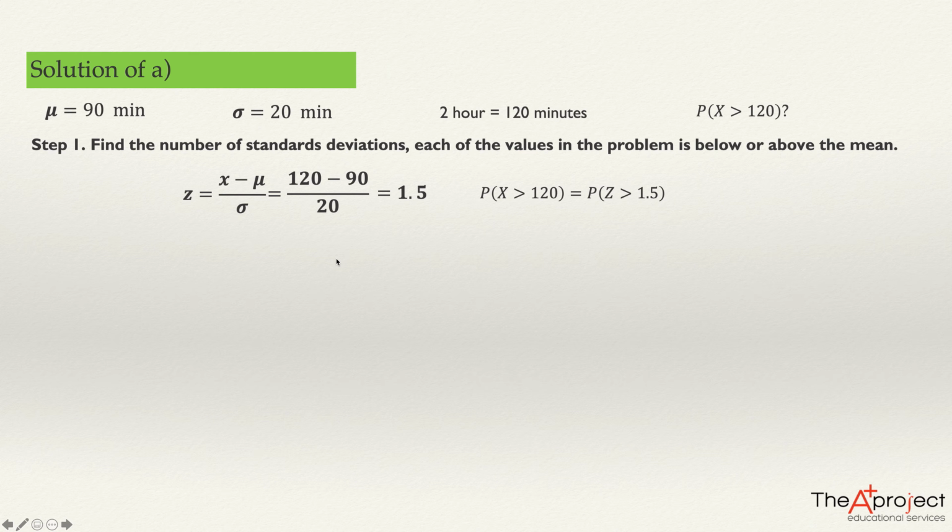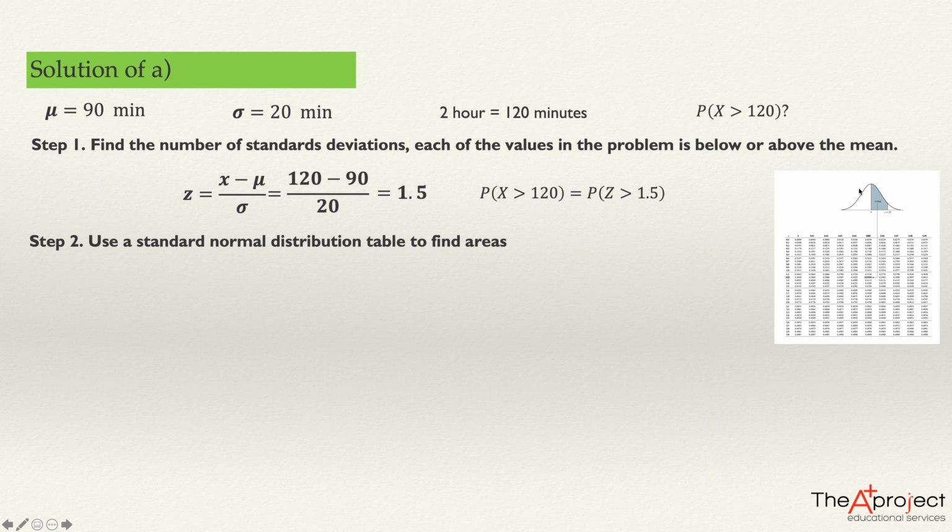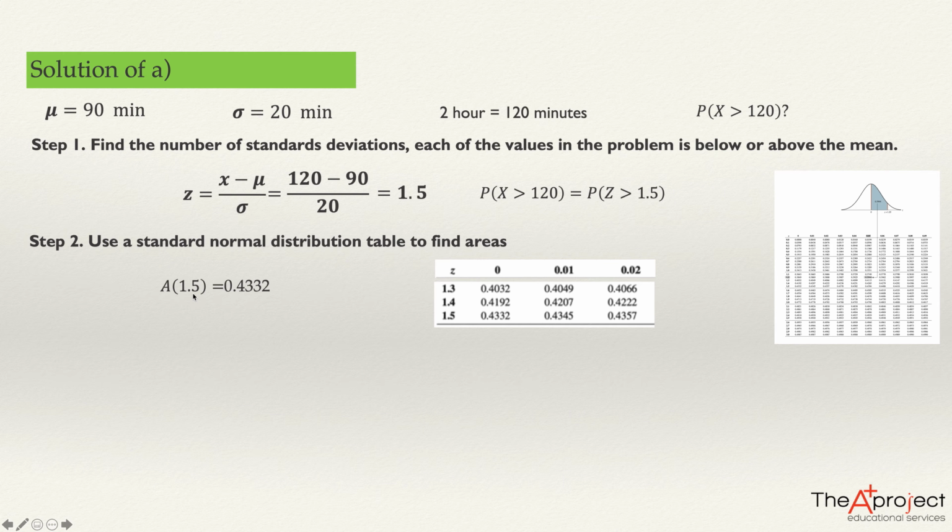So what is the second step of the solution? Use a standard normal distribution table to find areas. So I take out my table for the normal distribution and find what is the area when z equals 1.5. So I look down from z until z equals 1.5. And it's better if I zoom in on this, so 1.5 here will be 0.4332. So the area corresponding to 1.5 equals 0.4332.